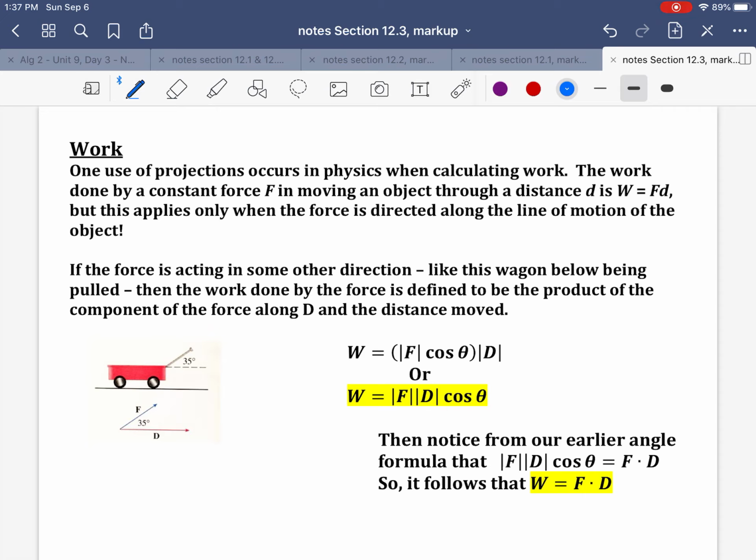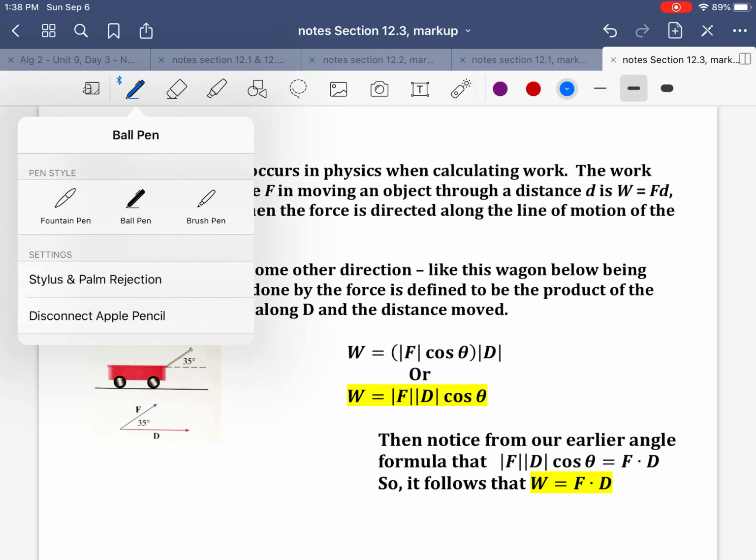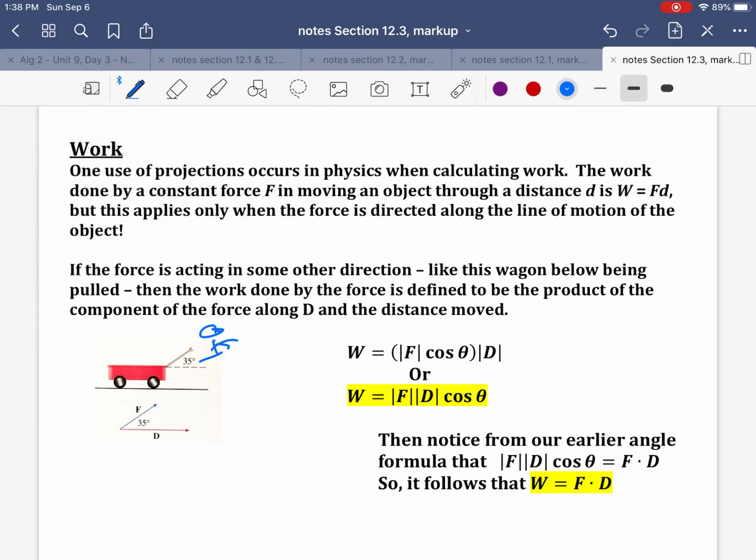So next we have the last little thing, work. You do this in physics sometimes, and one use of projections occurs in physics when calculating work. Work is done by a constant force in moving an object through a distance d. So work equals F times d. But this applies only when the force is directed along the line of motion. For instance, in this picture here, you have a wagon going this way, and let's say you were down here pushing the wagon on that same plane. Well, that's not always the case, because like you see in this picture, you're really up here, pulling the wagon along this 35-degree angle. Okay, so there are two different situations, and so two different formulas for work.